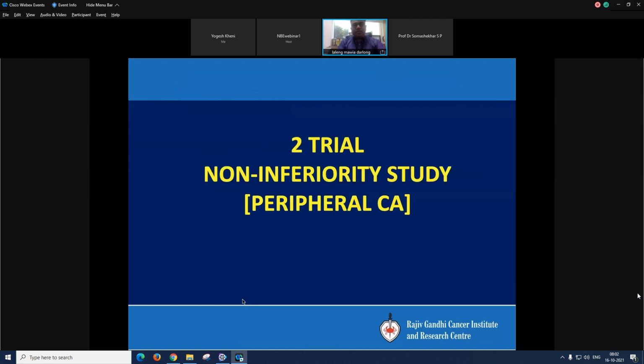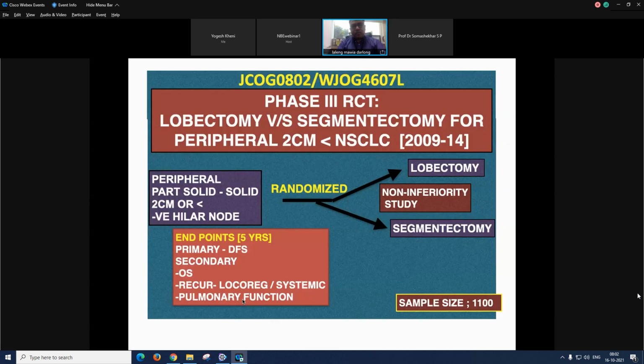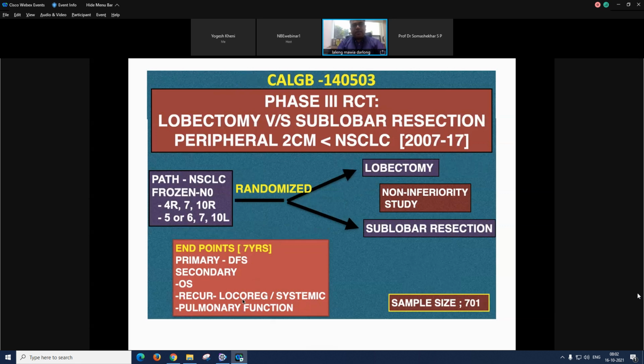There are 2 trials which are basically trying to show equivalence of segmental resection with lobectomy. These are 2 non-inferiority trials. This is JCOG 0802, which has already been published and presented at ATS this year. I will talk about it later. And the other is CALGB, which is still ongoing, comparing lobectomy with sublobar wedge and segmental resection. The first one is basically lobectomy versus segmental resection. This is expected to come out. This is from North America.